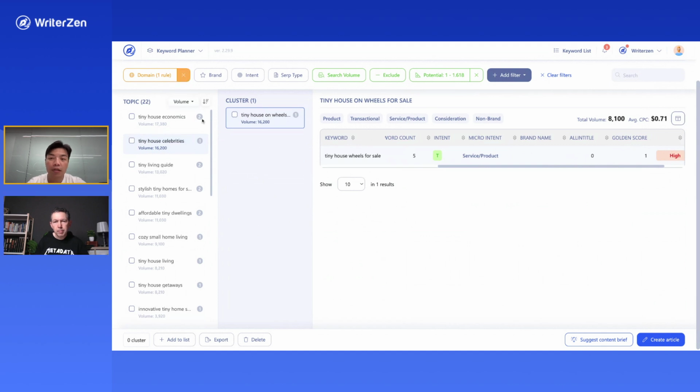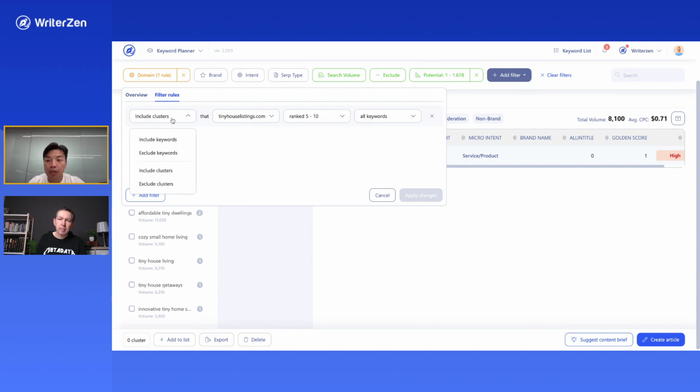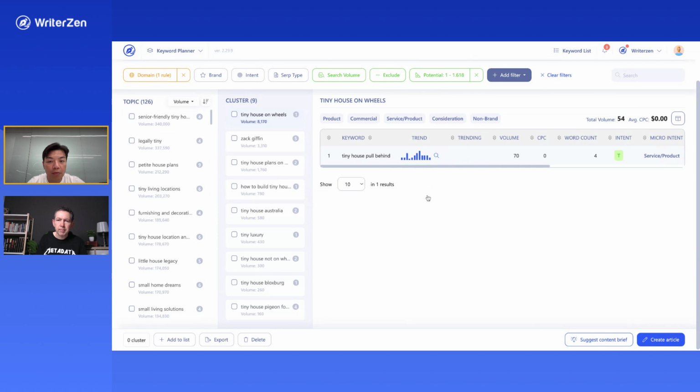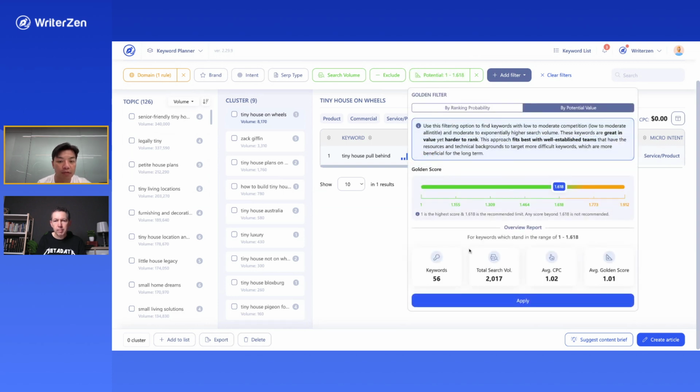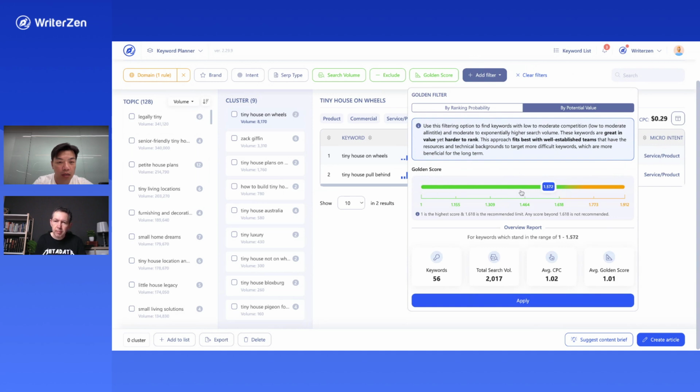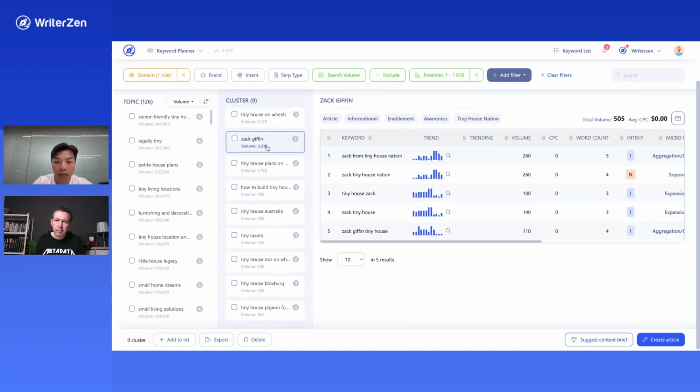Or you can do something that excludes or includes keywords that are unranked, right? So unranked means these are all the keywords that your direct competitor is not ranked for, and they have a golden score of 1 to 168. Let's say I close this, do it again, apply.